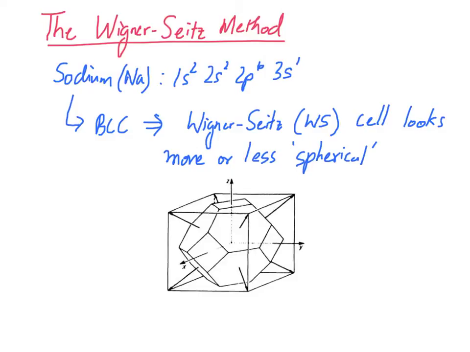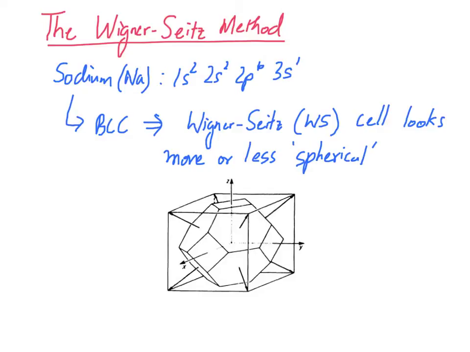So this is the reason Wigner and Seitz chose sodium. It has one valence electron, and so if you ignore the core electrons, you have just one electron to deal with, very similar to the hydrogen atom. But unlike the hydrogen atom, your sodium atom is part of an infinite solid. The sodium atom is part of a periodic solid, and the periodic unit cell that is appropriate here is the Wigner Seitz cell, which looks more or less spherical.